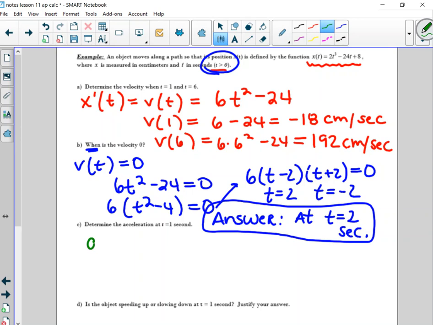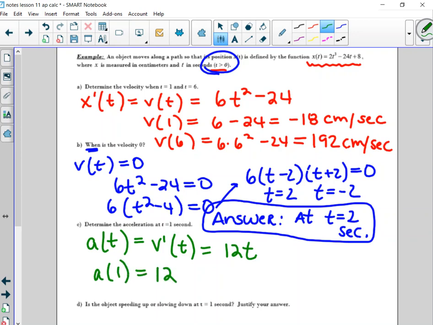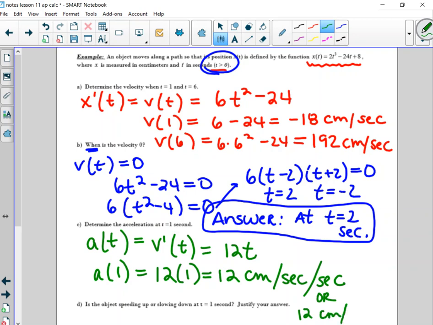Determine the acceleration at 1 second. Well, my acceleration function is the derivative of my velocity function. So that would be 12t. So at 1 second, that is 12 times 1, or 12 centimeters per second, because it's the velocity unit compared to time, or 12 centimeters per second squared.